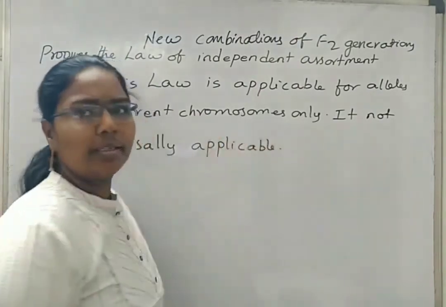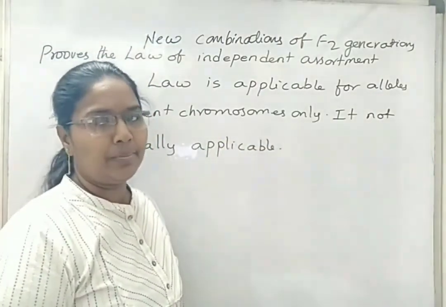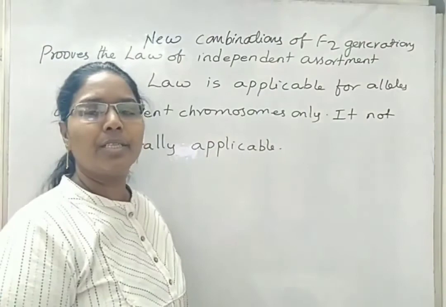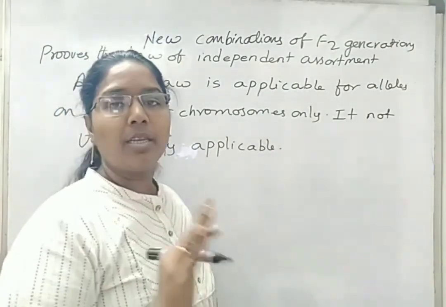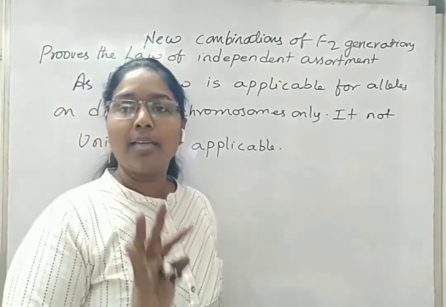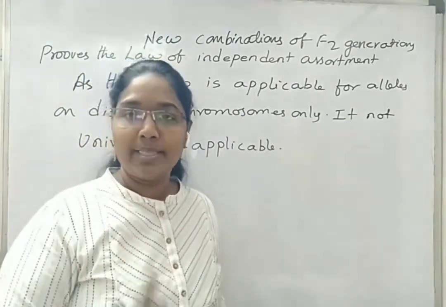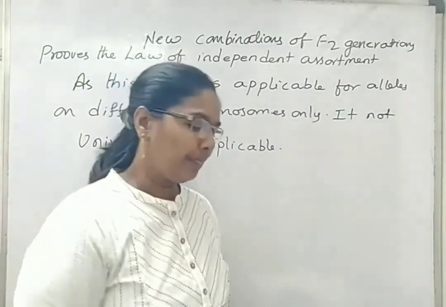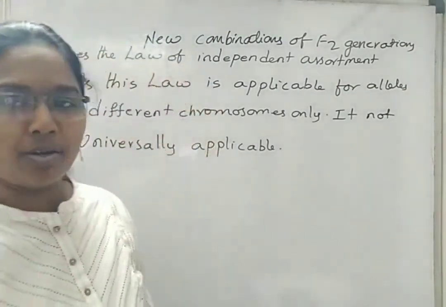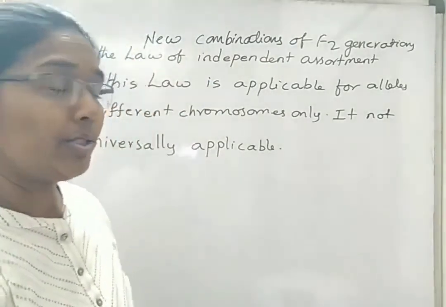We have seen law of dominance is also not universally applicable, but law of segregation is universally applicable. Now we have seen 3 different laws. In those 3 laws, law 1 and law 3 are not universally applicable, but the second law, that is law of segregation, is the universally applicable law. Next, about a trihybrid cross. Now, one more MCQ I will tell and I will close the class.